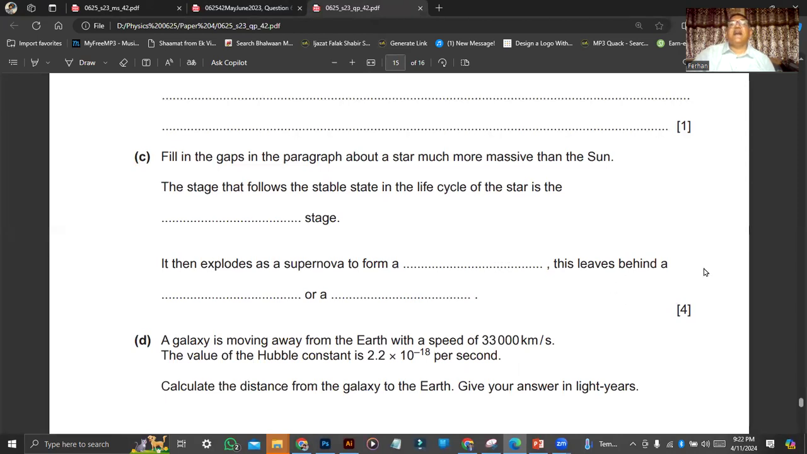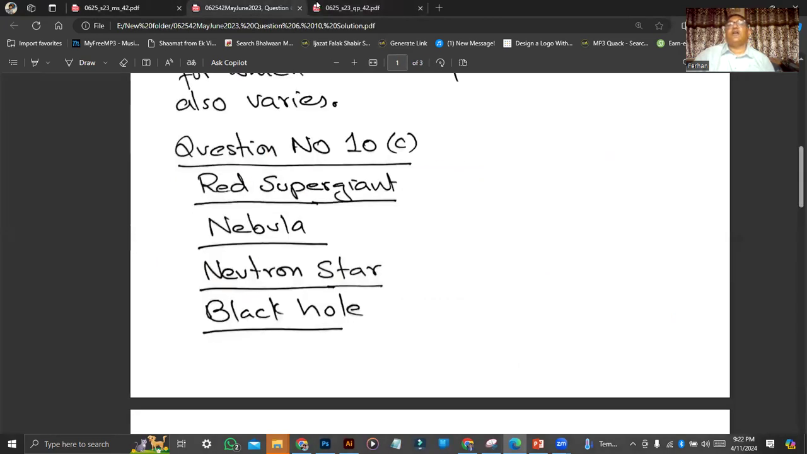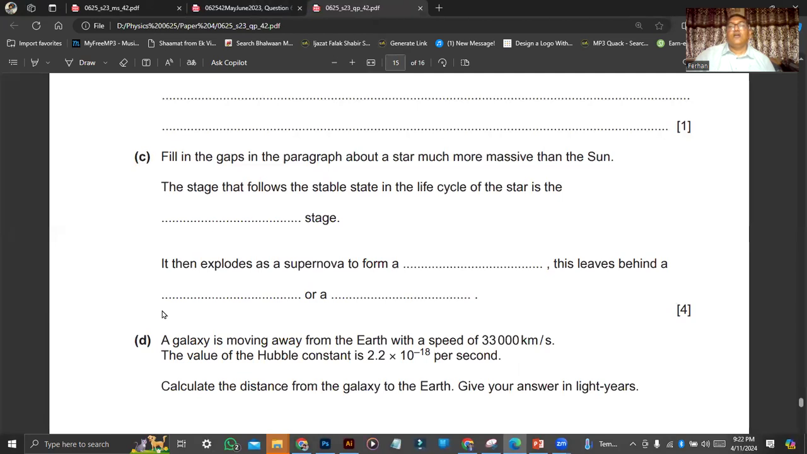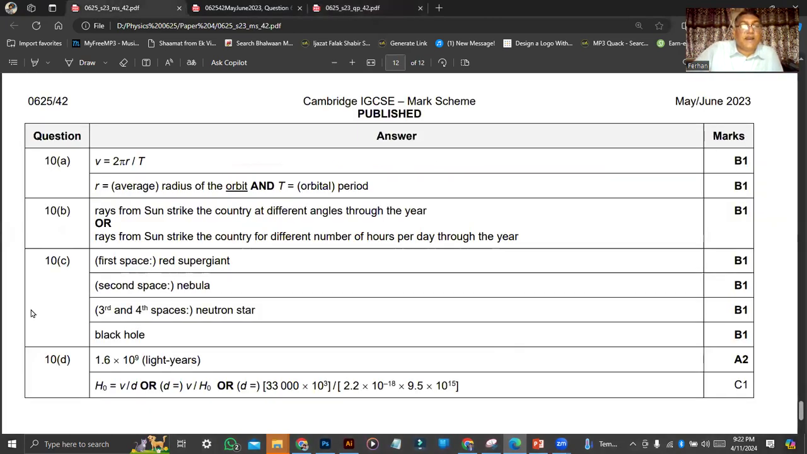This leaves behind either a neutron star or a black hole. So after red supergiant and nebula, here you write a neutron star or a black hole. So it's very important. I hope you remember the stages in the life of a massive star.